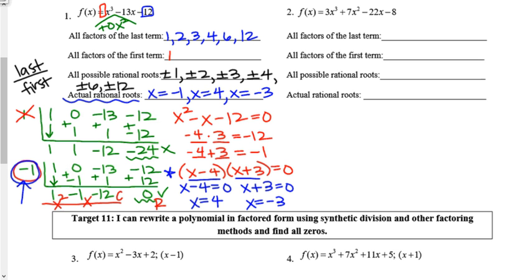So what I did was I did synthetic division until I got a quadratic. Then I factored my quadratic like I knew how. All right, let's try another one.